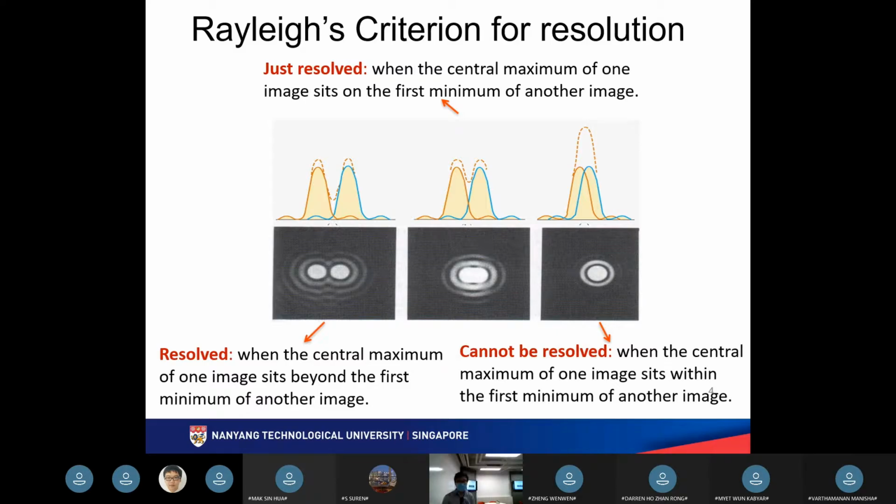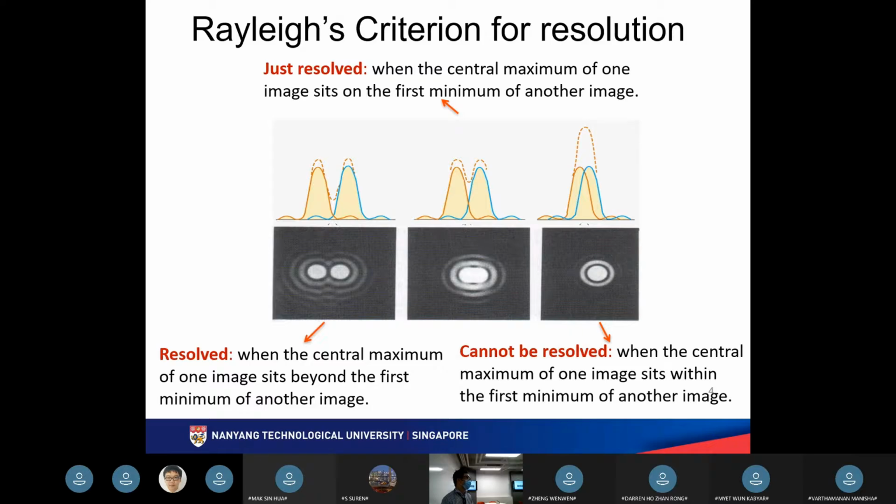Because of light diffraction, any image system, like our microscope, will have a certain resolution limit. For example, our microscope's resolution is normally limited to about 300 or 400 nanometers.